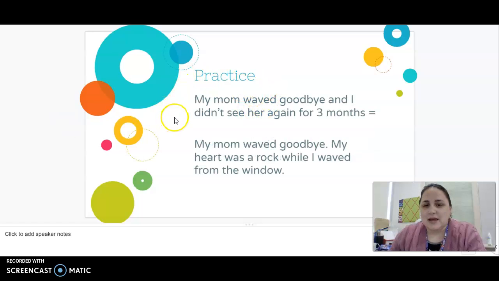So here's another one. My mom waved goodbye and I didn't see her again for 3 months. My mom waved goodbye. My heart was a rock while I waved from the window. So there we go. We have a metaphor here. Their heart is obviously not literally a rock, but it feels like it. And that's the description that they're giving. So as you guys can see here, and you can go back and look at the files if you want to have specific instructions on each one again.